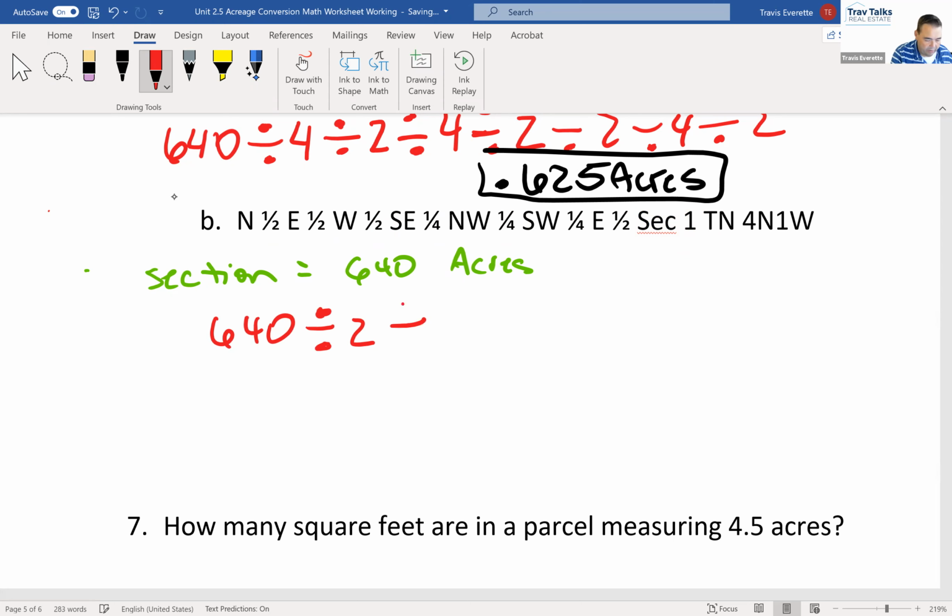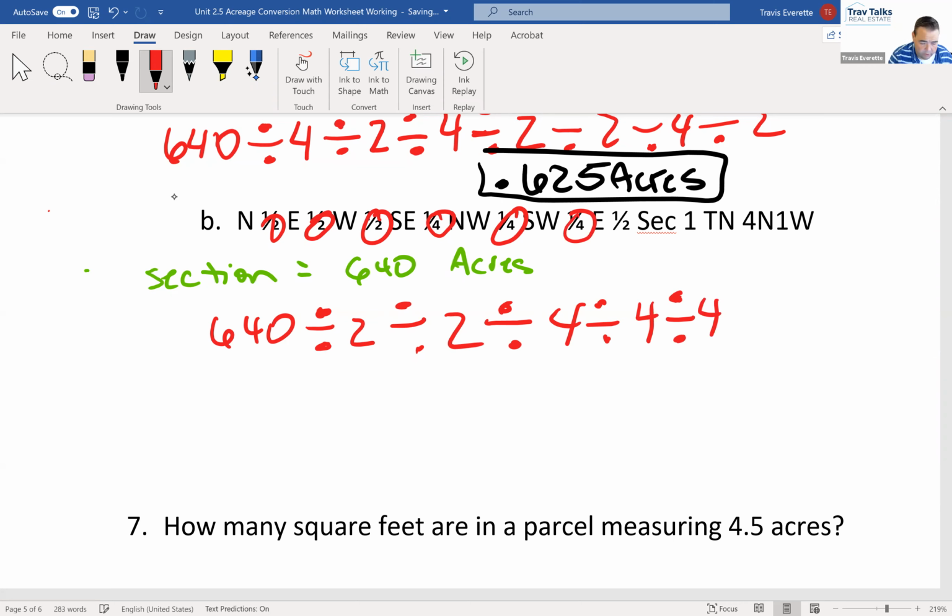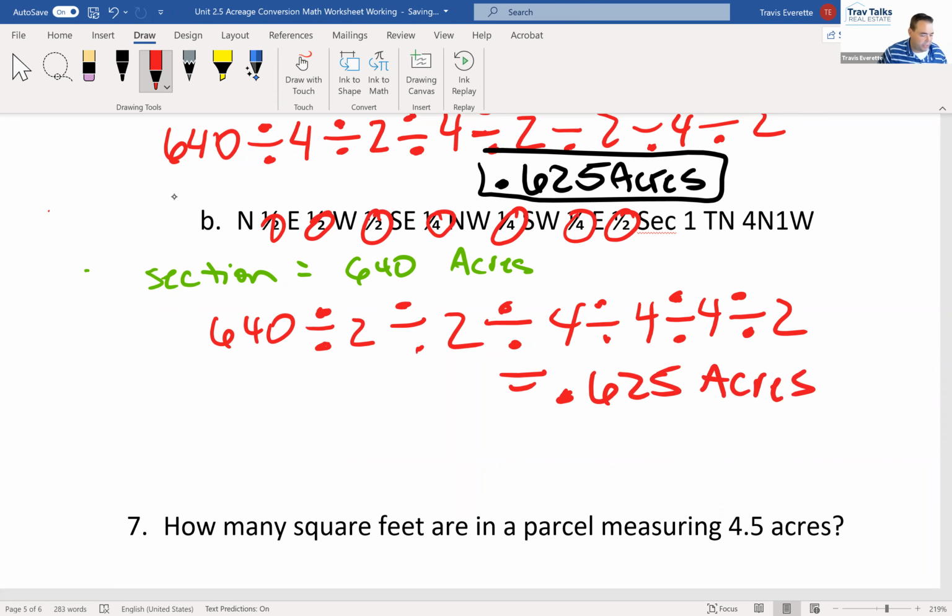Okay. Divided by, so we did the 2. Now that's another 2 right there. 2 divided by, there's another 2. 2 divided by, there's a 4. Okay. So divided by 4. Divided by another 4. So there, and they're divided by another 4. So there's 3 4s in a row right there. Okay. And divided by 2. Come up with 0.625 acres again.